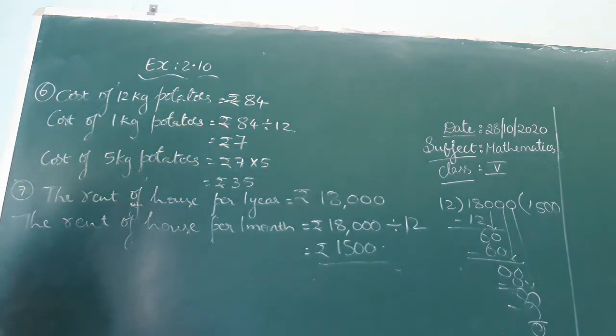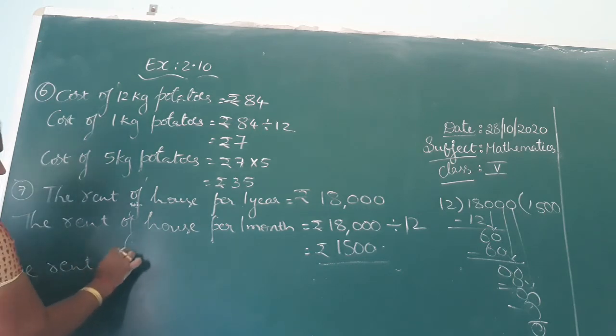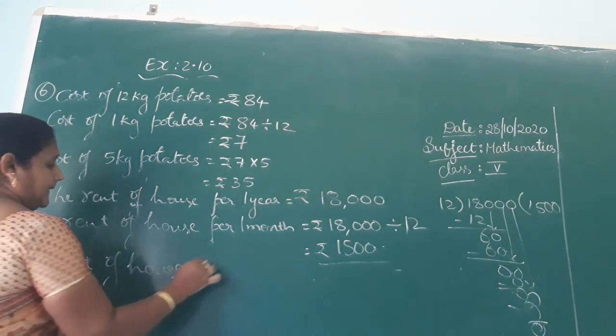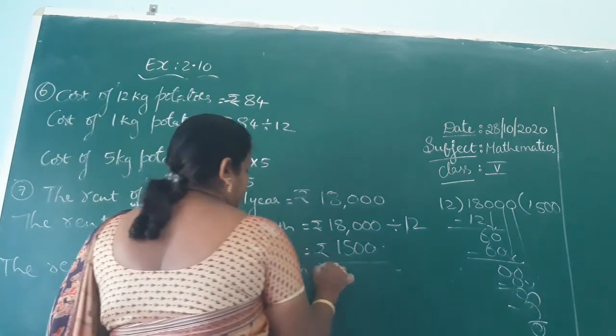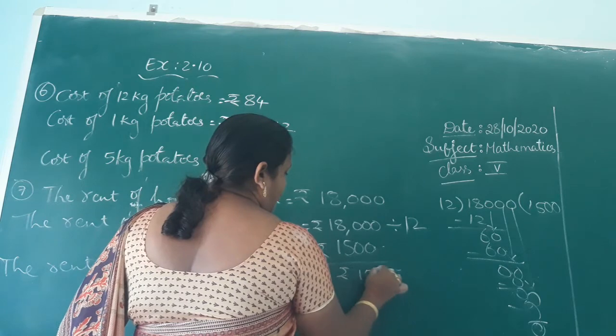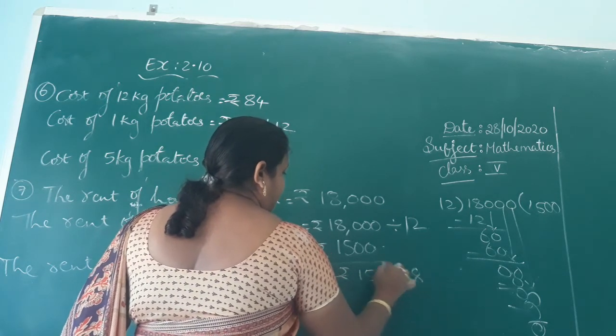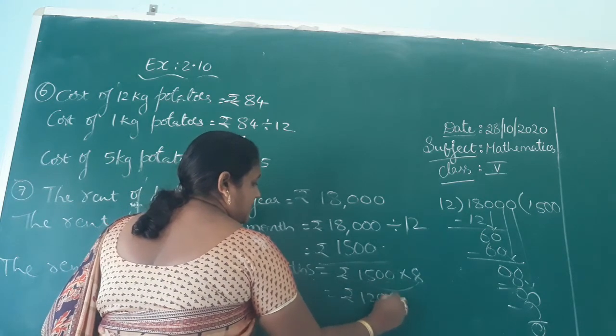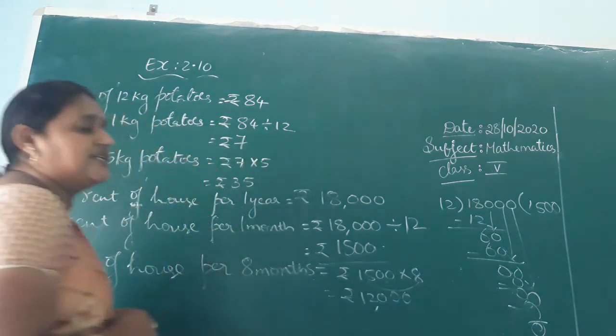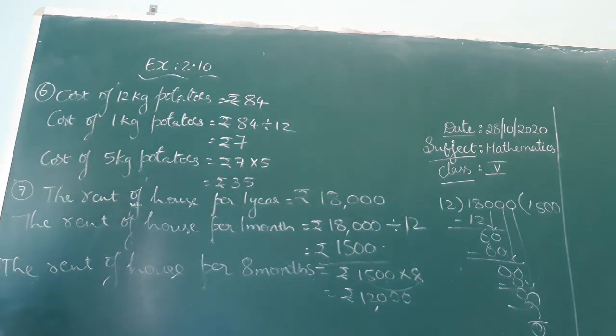They are asking us to find the rent of the house for 8 months. 1 month we know, now 8 months. 1500 rupees into 8. 15 8s 120. So 120, and after that 2 zeros are there. So 12,000 rupees is the cost of 8 months rent. For 8 months they have to pay 12,000.